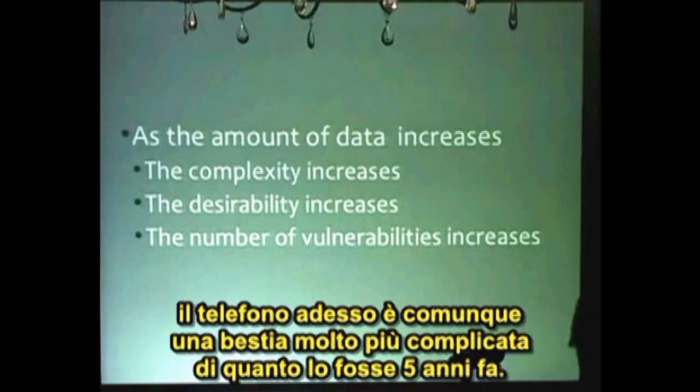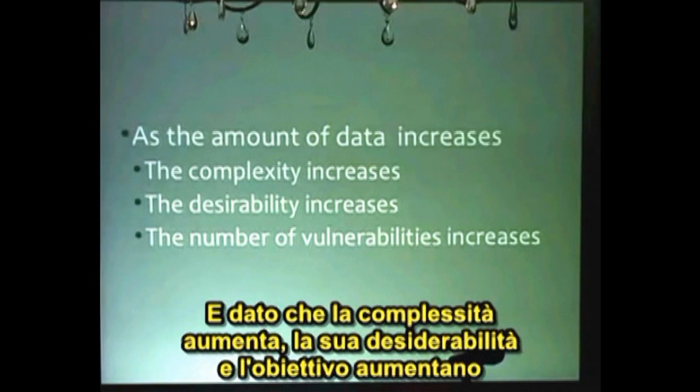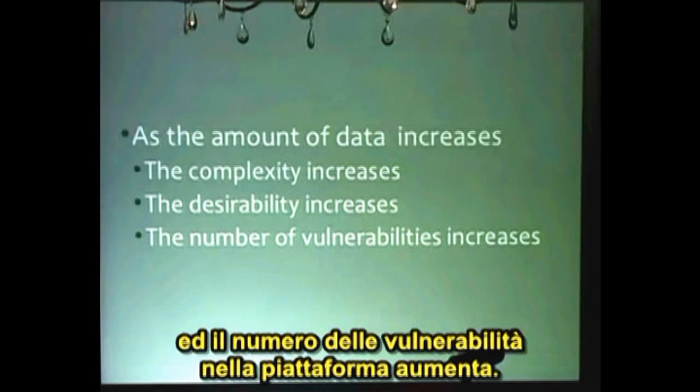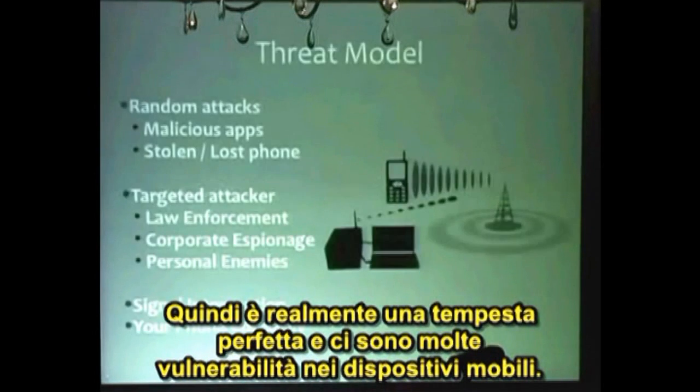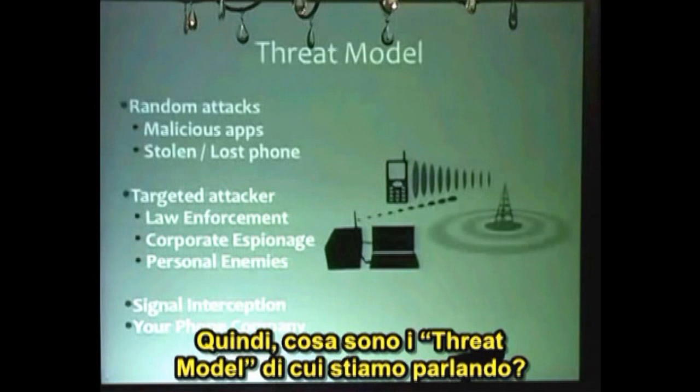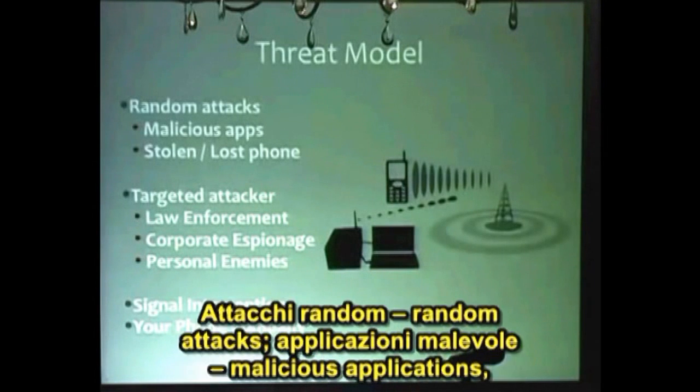The phone now is obviously a much more complicated beast than it was even 5 years ago. And as the complexity increases, the desirability of it as a target increases, and the number of vulnerabilities in the platform increase. So it's really a perfect storm. And there are a lot of vulnerabilities in mobile devices. So what sort of threat models are we talking about?